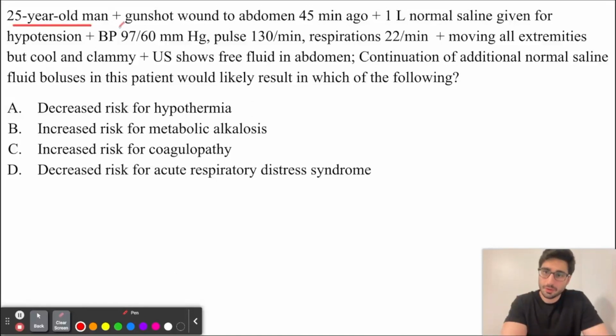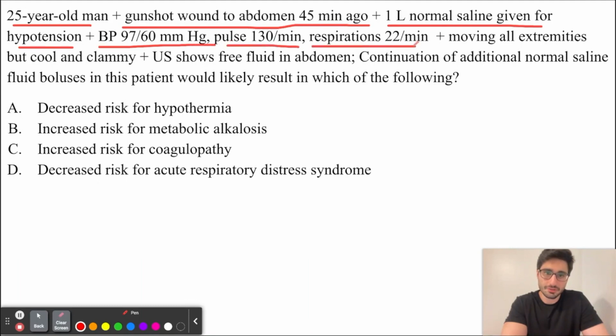In this question, we have a 25-year-old man with a gunshot wound to the abdomen 45 minutes ago. 1 liter of normal saline was given for hypertension. His blood pressure is 97/60, pulse is 130, respiration is 22. He's moving all of his extremities, but they're cool and clammy. Ultrasound shows free fluid in the abdomen.